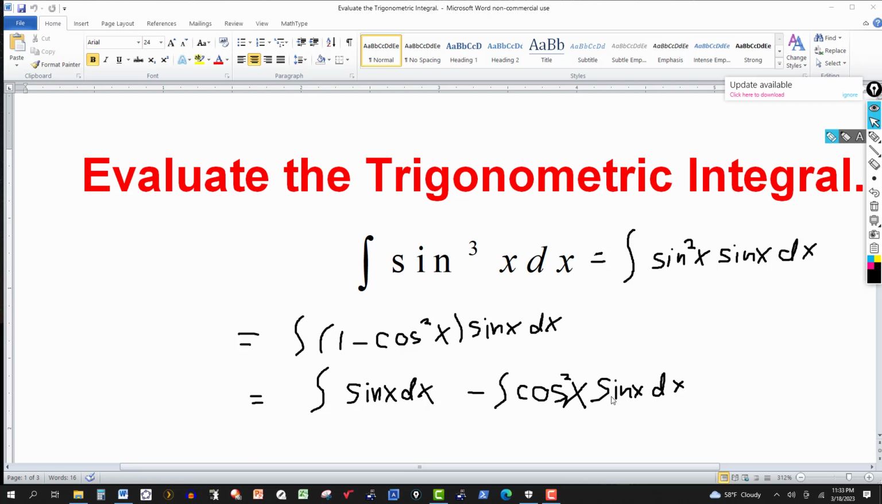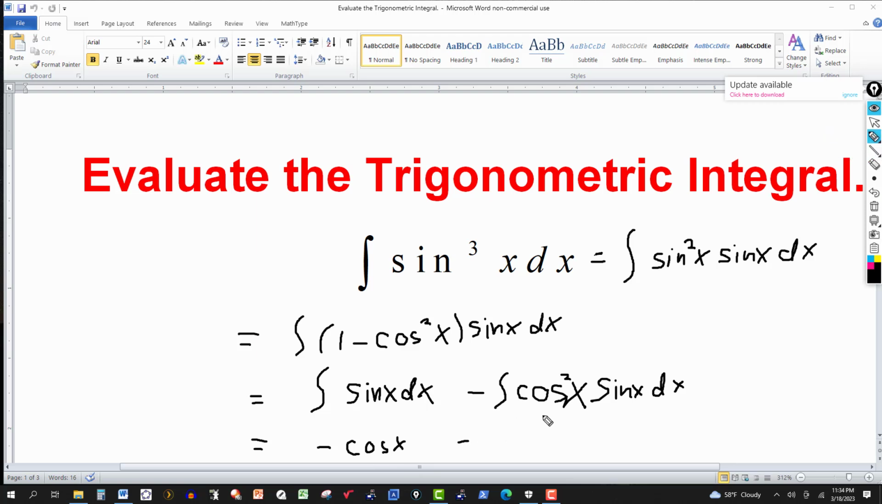For the first integral, we have a basic formula. The integral of sine x dx is minus cosine of x. And for the second integral, we're going to use a u-substitution.